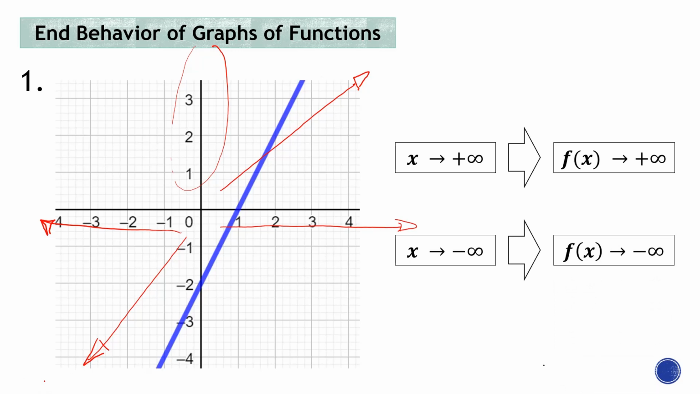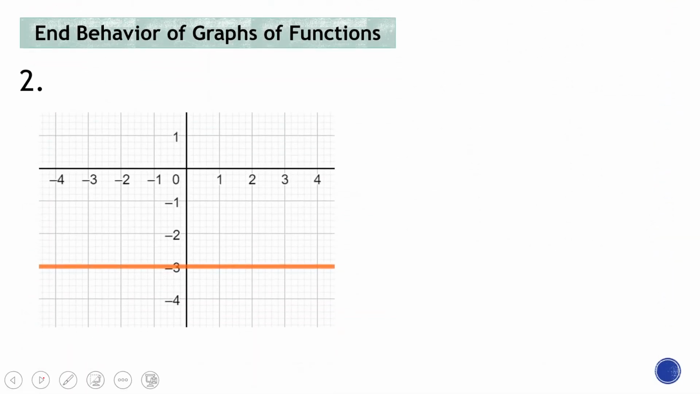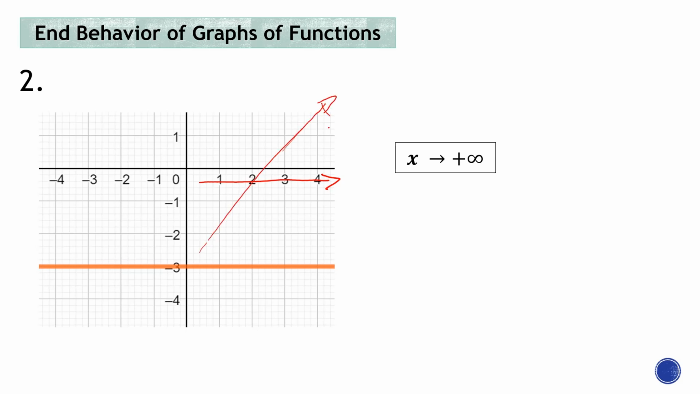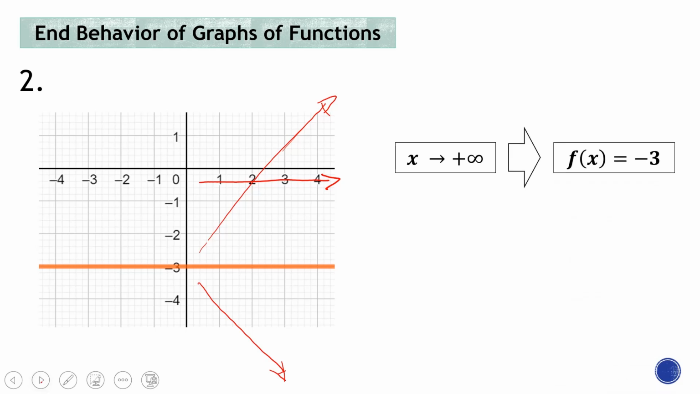Now let's check the next example. Here we have a line, again, a linear function. As x is approaching positive infinity, the question is, where is the right side of the graph going? Is it going towards positive infinity or going towards negative infinity? Neither. That's right. It's not going to positive infinity. It's not going to negative infinity. It's just there at -3. So our f of x is just there, -3.